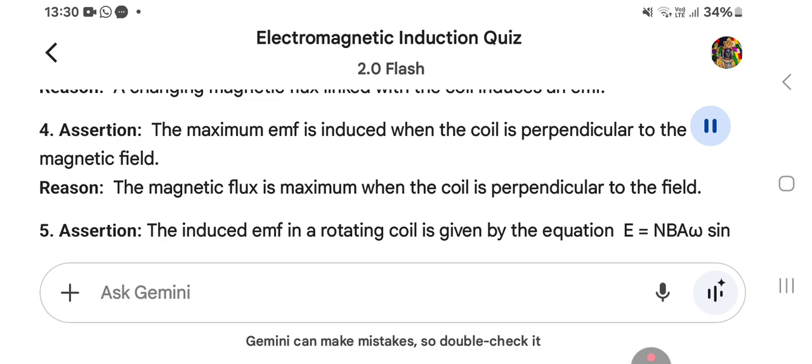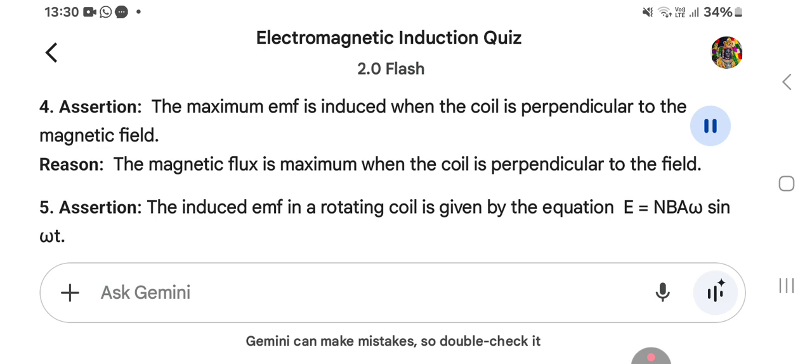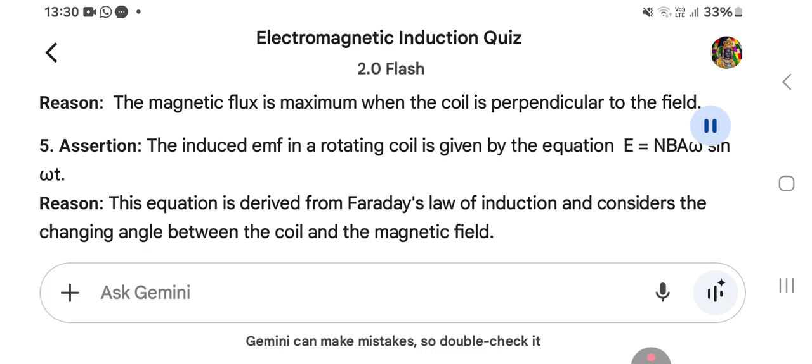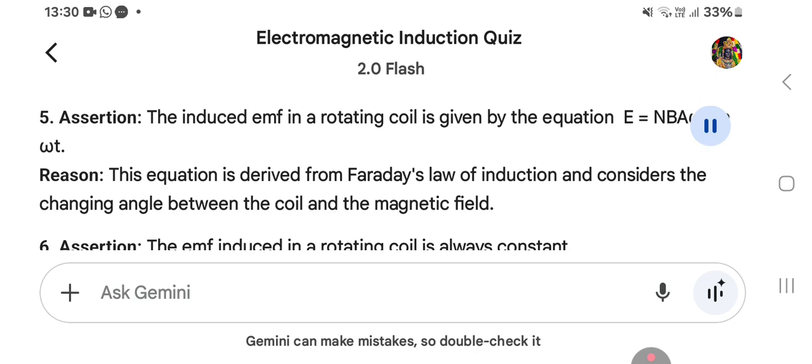5. Assertion: The induced EMF in a rotating coil is given by the equation E equals NBA omega sine omega t. Reason: This equation is derived from Faraday's law of induction and considers the changing angle between the coil and the magnetic field.